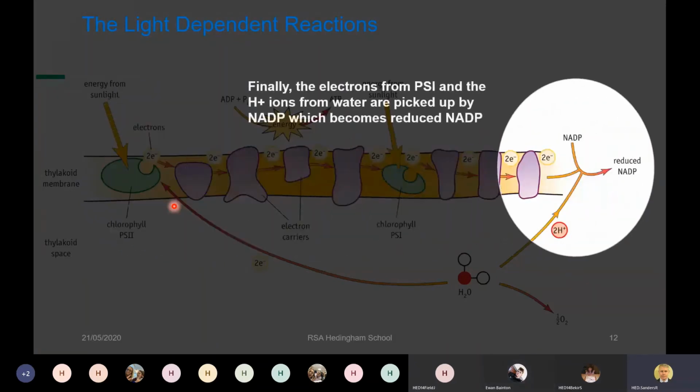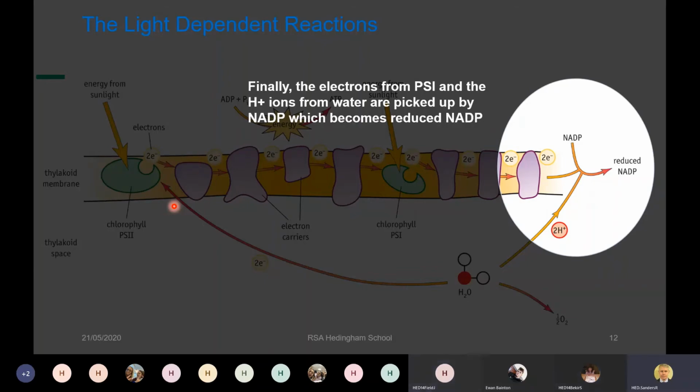Okay, and then finally, the last bit, there's our NADP carrier molecule, which picks up the hydrogen ions and the electrons which have come from PS1, and it becomes reduced NADP and trots off to the stroma.